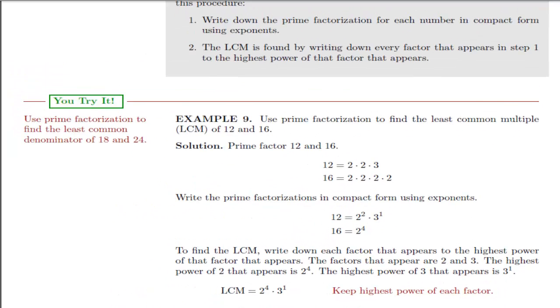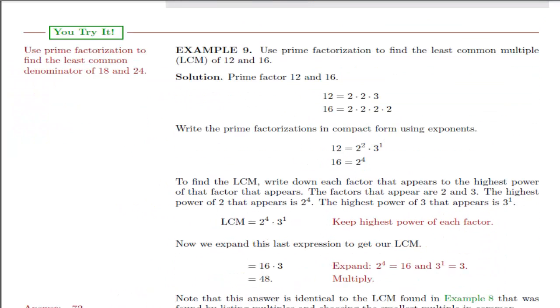Example 9. Use prime factorization to find the least common multiple, or LCM, of 12 and 16. Solution. Prime factor 12 and 16. 12 has prime factors 2 times 2 times 3. 16 has prime factors 2 times 2 times 2 times 2. Write the prime factorizations in compact form using exponents.